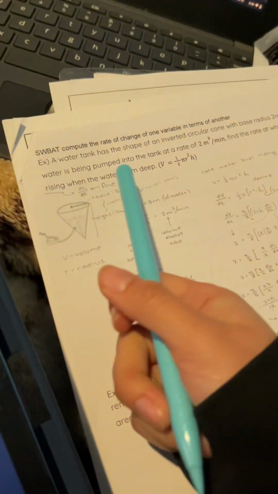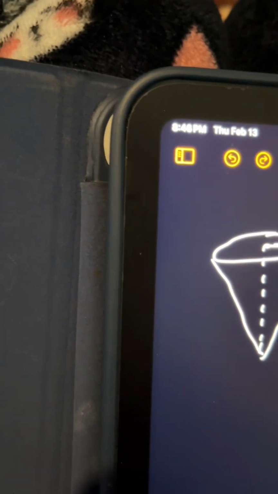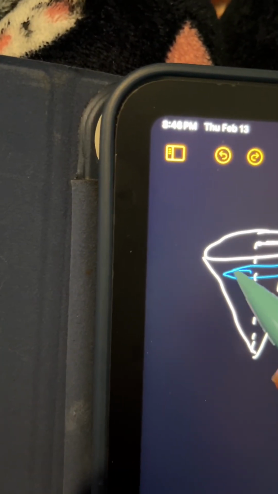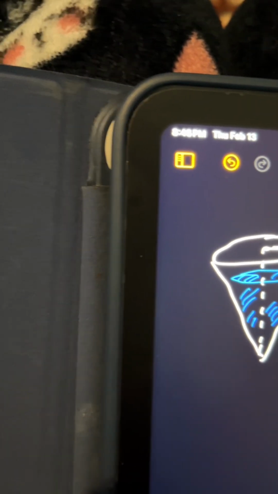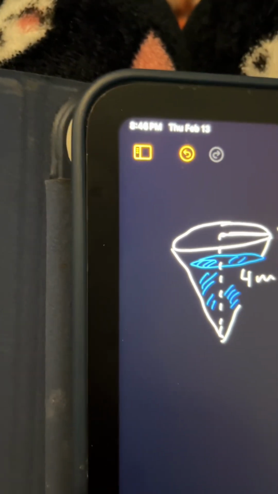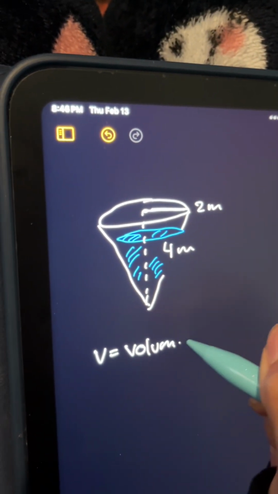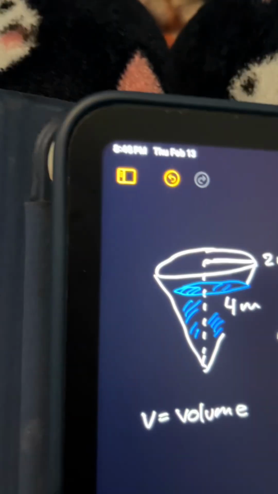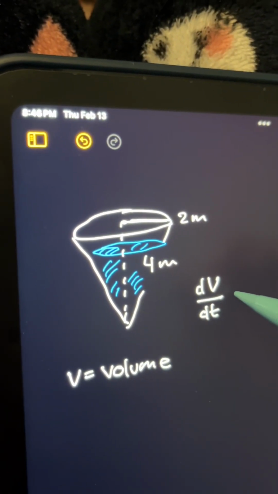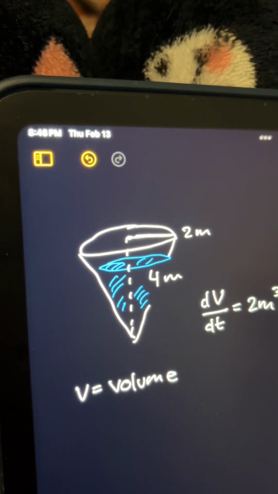So if it is being pumped into, that means it's taking up space. So that would be volume. So V equals volume, and we're given a rate of change, so the derivative of volume with respect to time is 2 meters cubed per minute.